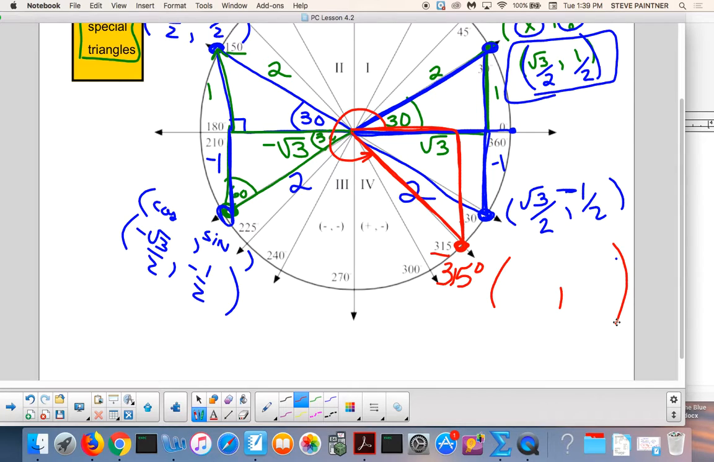Remember, your legs are what? That's a 45. Isn't it 1, 1? Your legs are 1, negative 1. What's the hypotenuse? Square root of 2. Right? So what's your x value? Cosine of 315. Sine of what? 315. Well, look at your triangle. What is it?